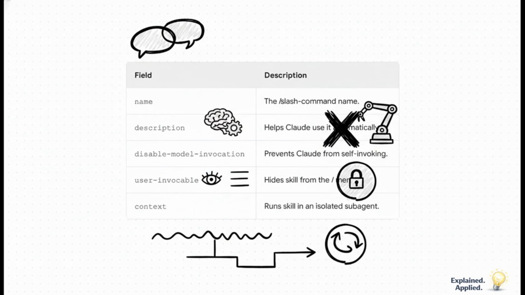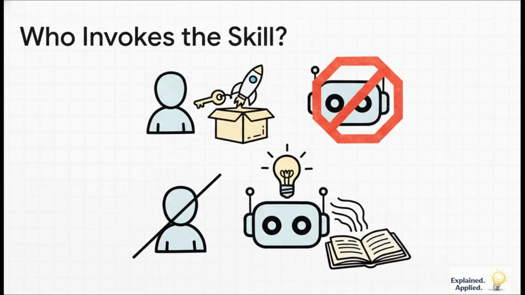For example, you can totally prevent Claude from ever using a skill on its own with disable model invocation. Or you can run a skill in a completely isolated environment using context fork. These settings give you incredibly precise control. It really all comes down to controlling who gets to run the skill.